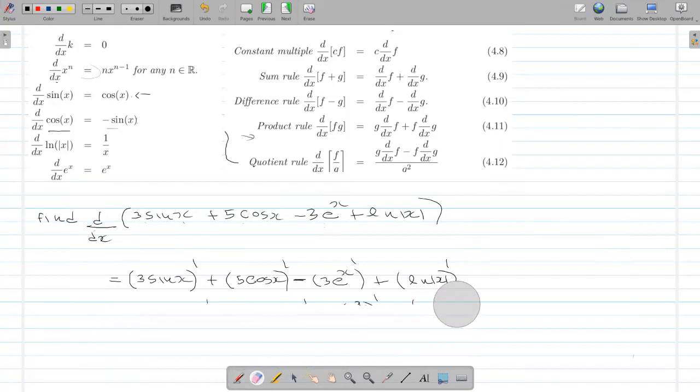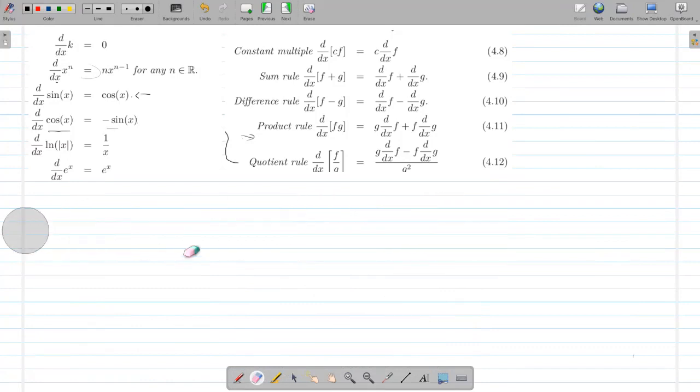So observe that this sum rule allows us to change the order of the operations. First do the sum and then differentiate. But this side is saying first do the sum and then differentiate. Okay, but this side said first do the differentiation and then after that do the sum.